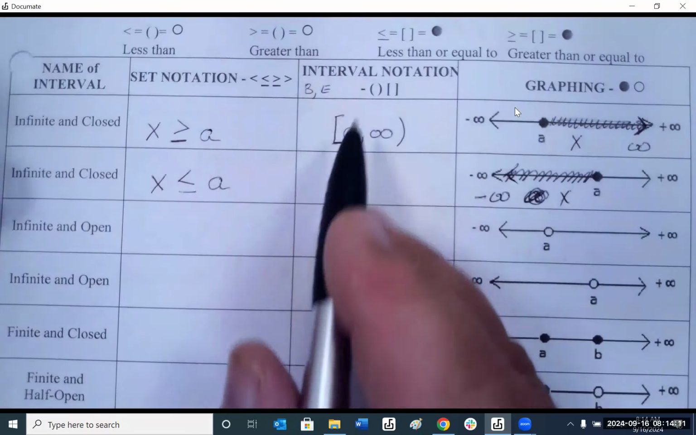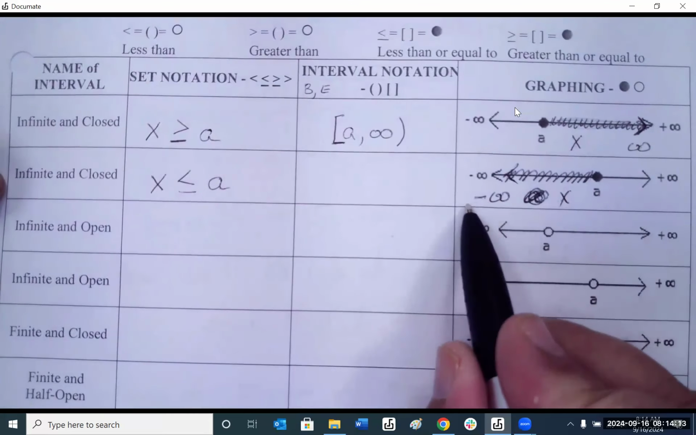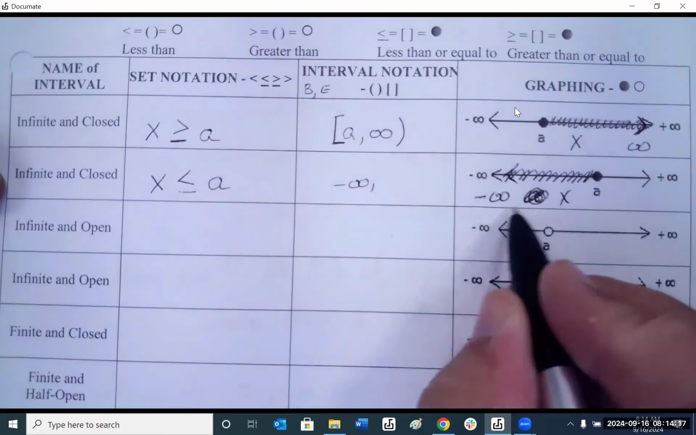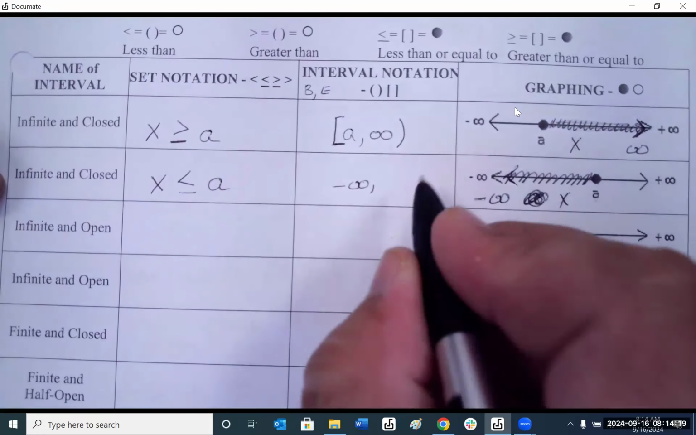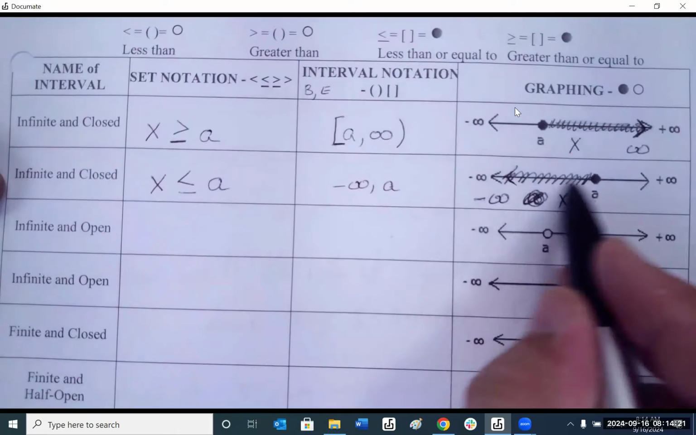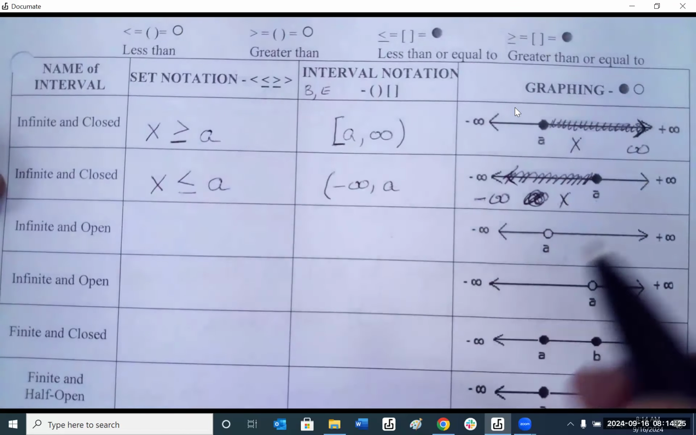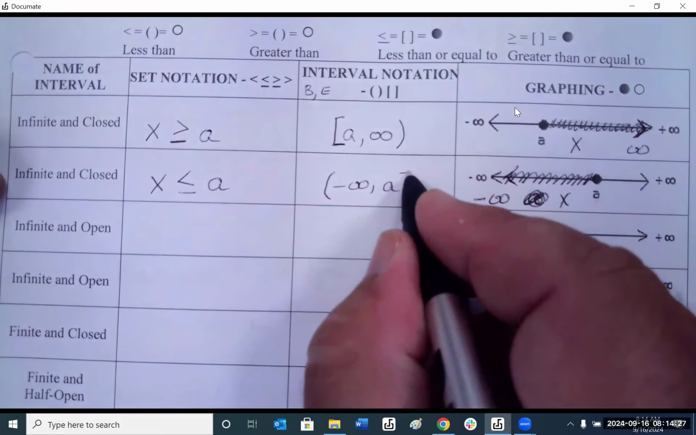So the interval notation for this one, look at the bounds. The smallest one is negative infinity, and the largest one is A. That's where the shaded region is. I can never use infinity. A is solid, so it's a bracket.